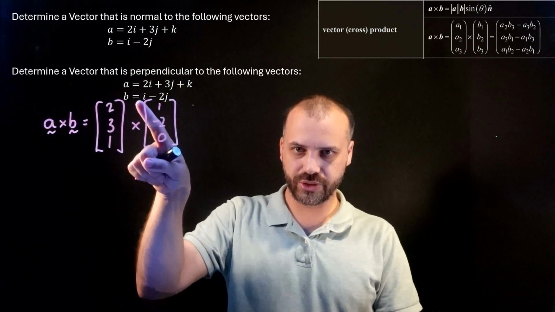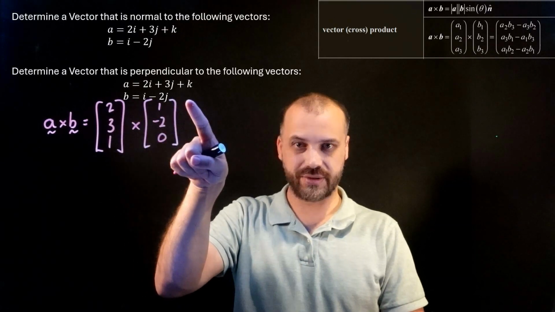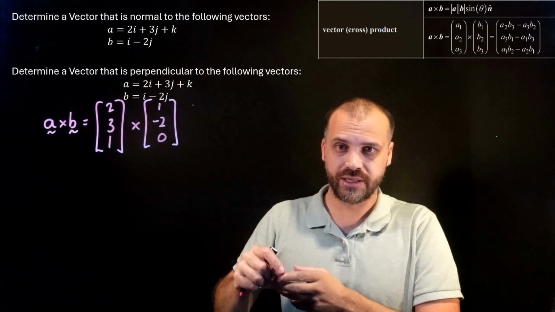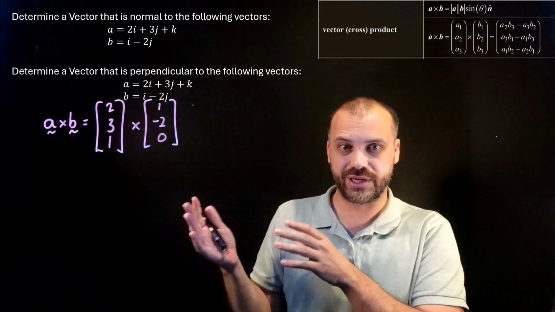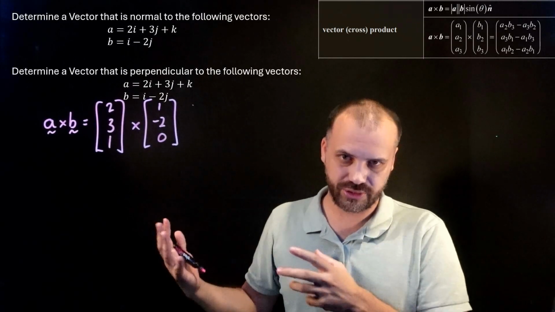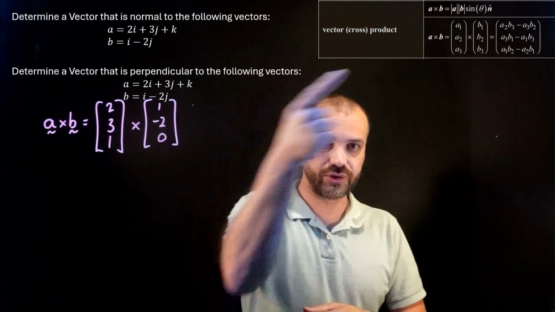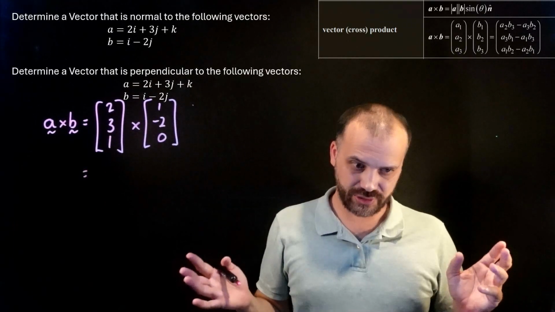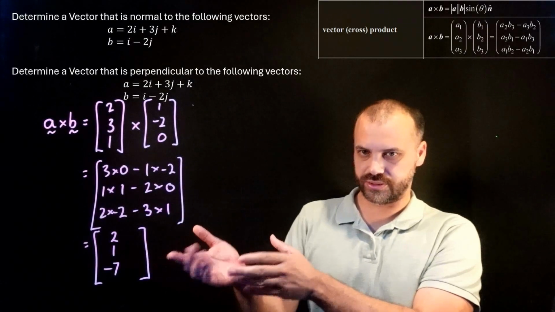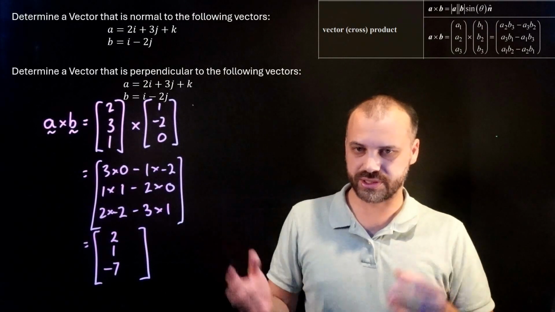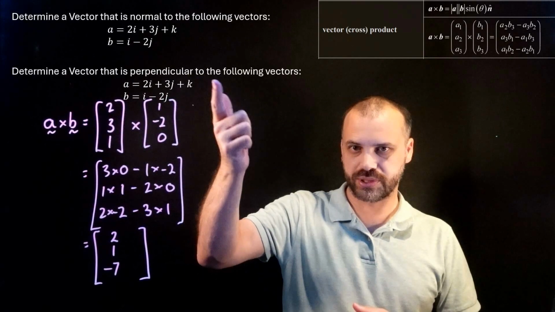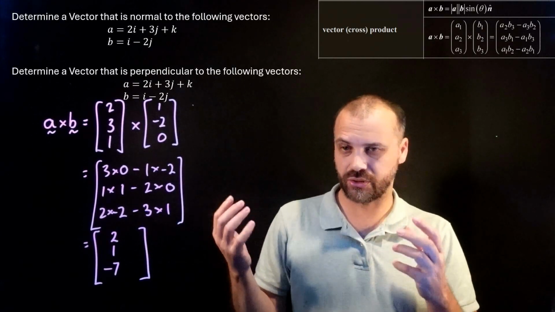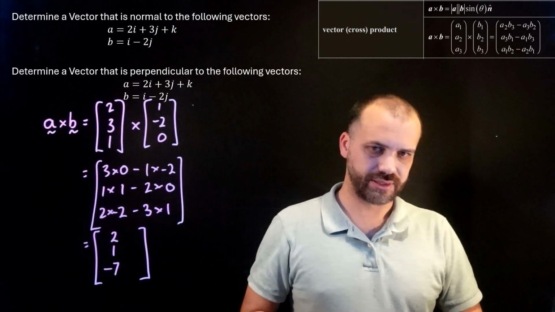Now I've written it out, and you'll notice that the B vector here doesn't have a K value. It doesn't matter, it does have a K value, 0K. So we put that in. We could even end up with one that was just like 3J, in which case you've got a 0I and a 0K. All right, once you've done that, you just follow these rules right here very carefully, because it's very easy to make mistakes here. That's it. 2, 1, negative 7. You could finish with a sentence something like, a vector that is perpendicular to the stated vectors is 2i plus 1j minus 7k.